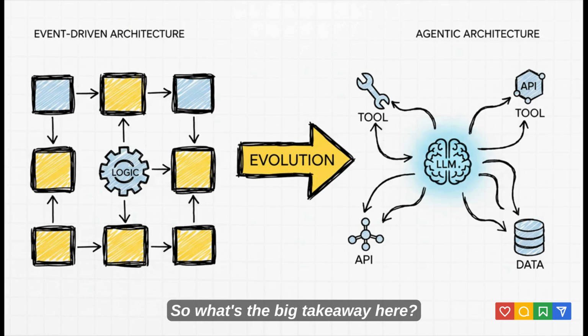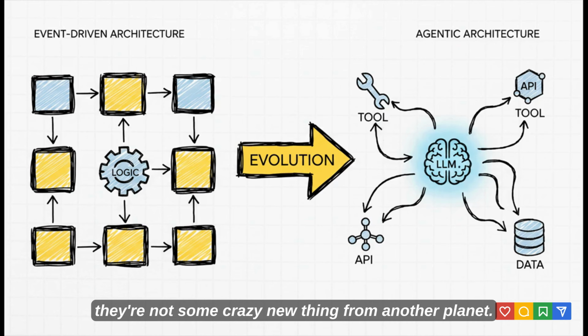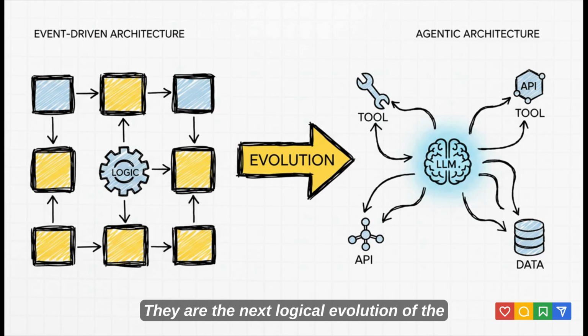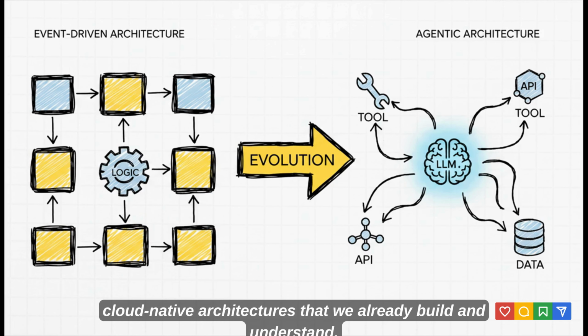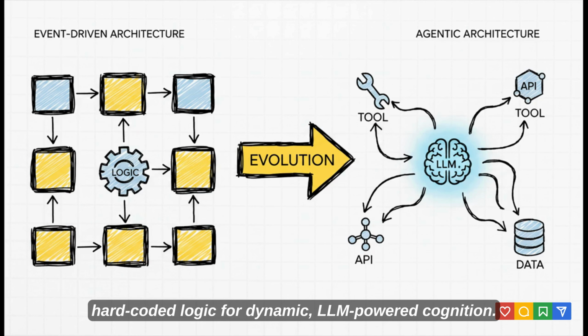So what's the big takeaway here? It's that these agentic patterns, they're not some crazy new thing from another planet. They are the next logical evolution of the event-driven, cloud-native architectures that we already build and understand. We're just swapping out our static, hard-coded logic for dynamic, LLM-powered cognition.